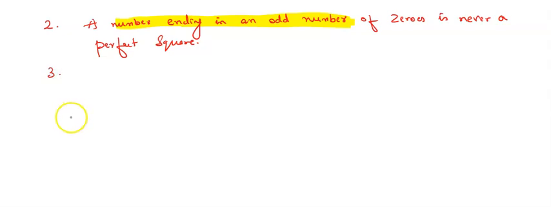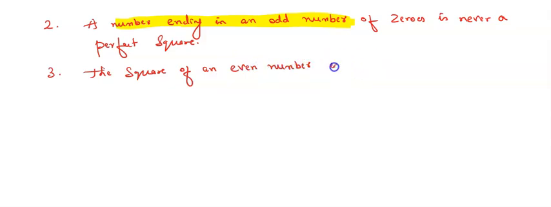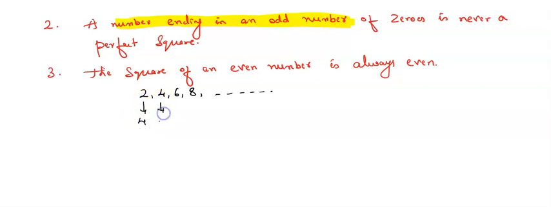Next, third property, the square of an even number is always even. Can you tell me which are the even numbers? Like 2, 4, 6, 8 and so on. These all are even numbers. You do 2 square, you get 4. You do 4 square, you get 16. You do 6 square, you get 36. You do 8 square, you get 64. As you can see, the numbers which I have obtained from the even numbers are also even.